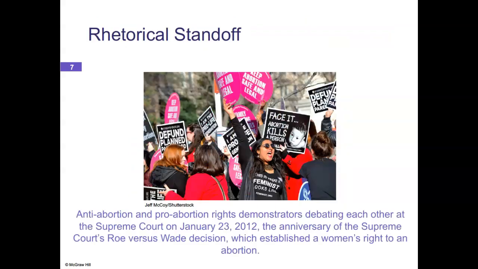Here's an example of a rhetoric standoff: anti-abortion and pro-abortion rights demonstrators at the Supreme Court. This was in 2022. And they're not there to learn about the other side. They're there to convince other people that their position is correct. And you can see various signs about defunding Planned Parenthood and the other side saying, keep it legal, keep people safe. So that's an example of people engaging in rhetoric and not necessarily argumentation, which again we've defined as trying to get to the truth.